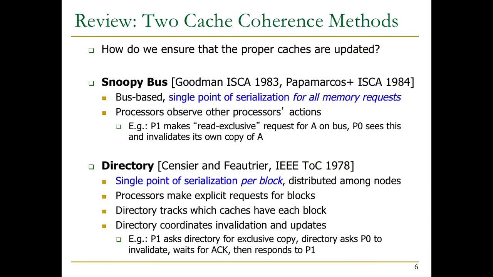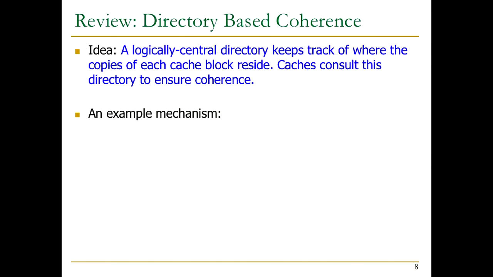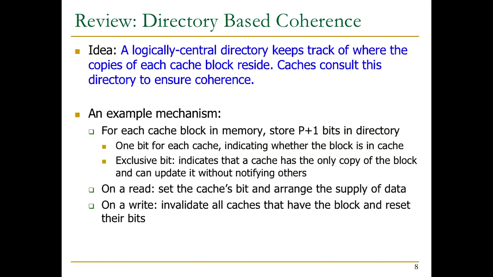Directory, on the other hand, doesn't assume anything like that. It's really independent of the interconnect, if you will. But it assumes a single point of serialization per block. And this could be distributed among nodes for different blocks so that you can achieve high scalability. Every access goes to the directory for a given block. So you make explicit requests, and directory is the mediator, essentially. And we covered this in more detail yesterday, so I'm not going to go over this again.